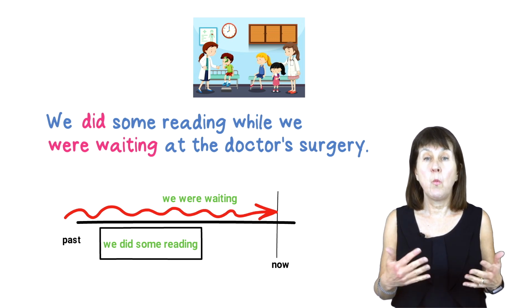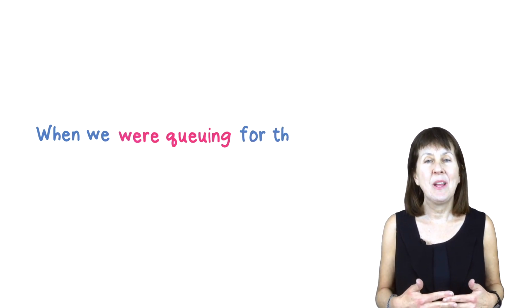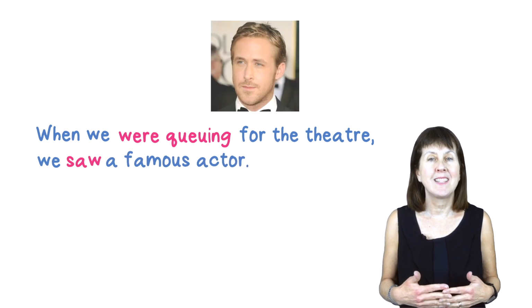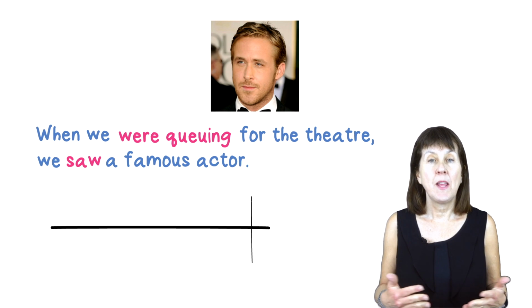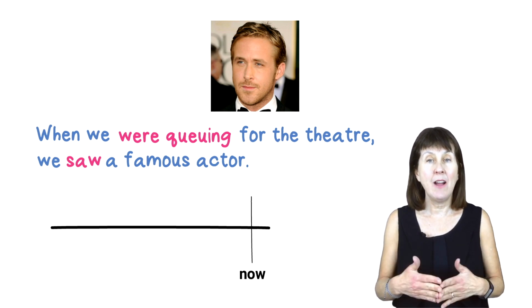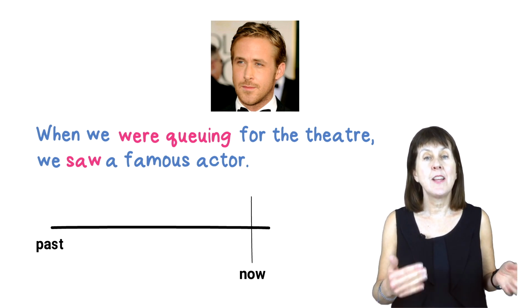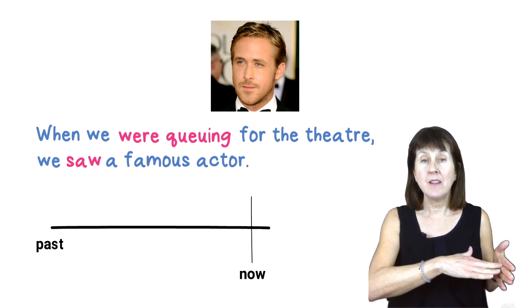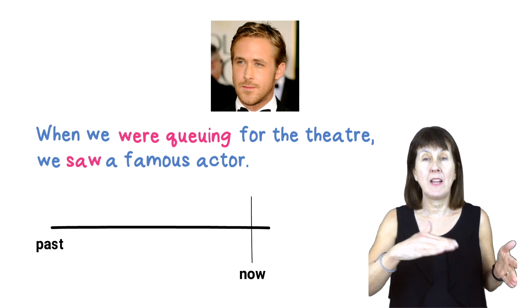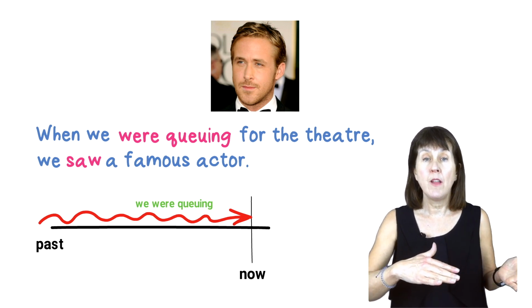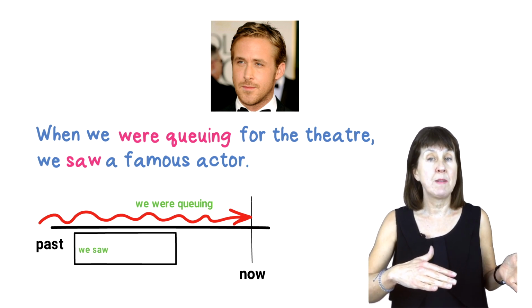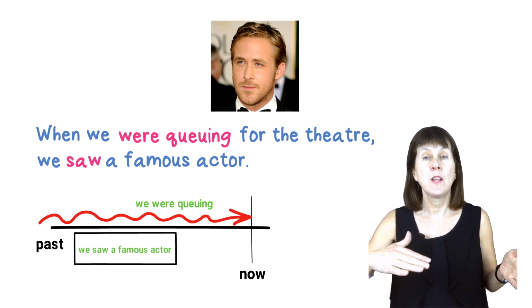Or when we were queuing for the theatre, we saw a famous actor. Let's look at that on a timeline. So here is now, this is the past, and as you can see here, the past continuous, represented by the wiggly line, we were queuing, begins before the action we saw a famous actor and continues after it.